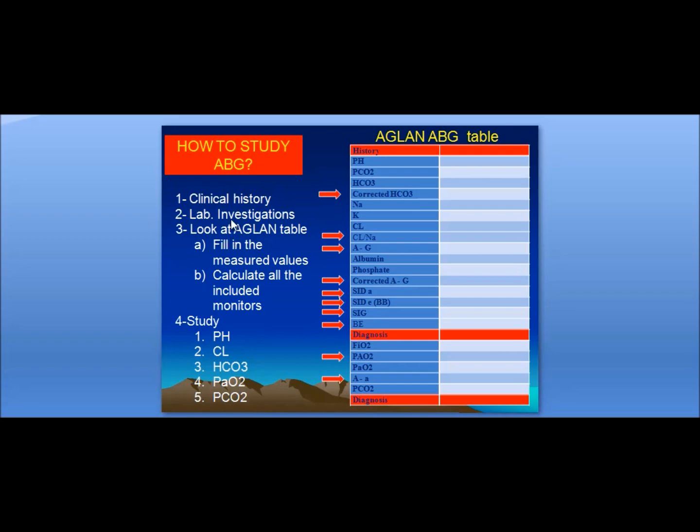4 items. Number 1, listen carefully to the clinical history. Number 2, study the lab investigations, including the ABG chart. Number 3, look at this Aglan ABG table to fill in the spaces measured and calculated. Number 4, back to this Aglan ABG table to study pH, chloride items, bicarbonate items, oxygenation state of the lung, and ventilation state of the lung.